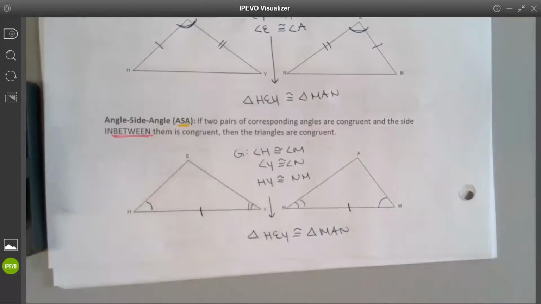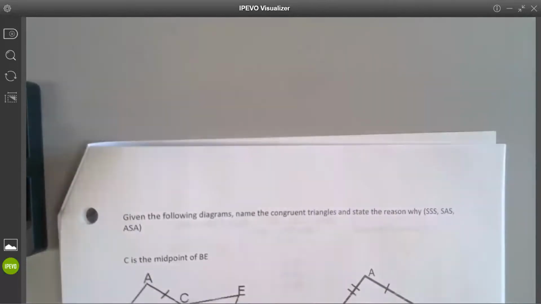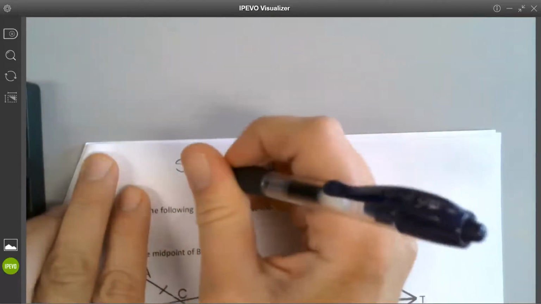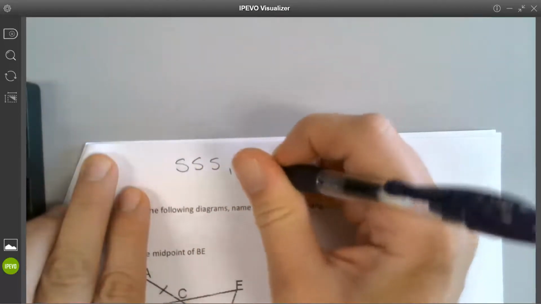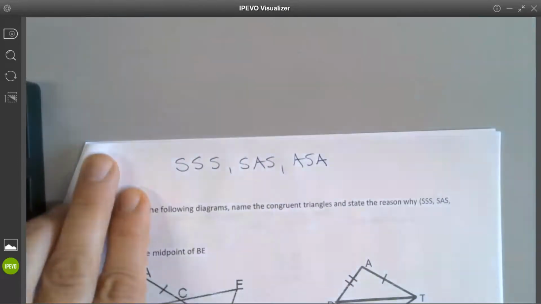Now, do you think that it's always just going to give us all the information we need? No, it's not going to. So we have to remember some stuff from units before now. Okay, so flip this over when we're ready. Here are the 3 ways we can use. Side, side, side, side, angle, side, angle, side, angle.